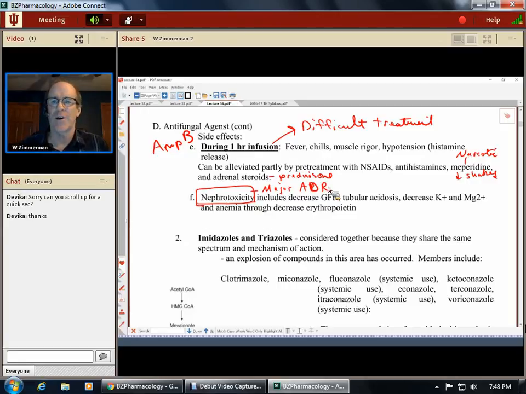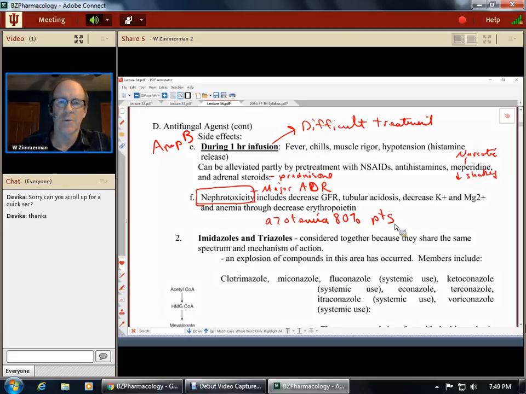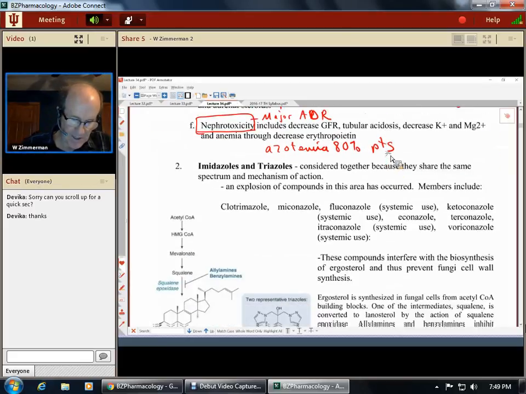The GFR goes down. There can be some tubular acidosis, decreased potassium and magnesium, some anemia because the kidneys can't make the erythropoietin. Quite often there's an azotemia, 80% of patients. So people get through it, but they never want to go back to it again. I don't blame them. But that's led to the advancement of some other compounds that are much less toxic.